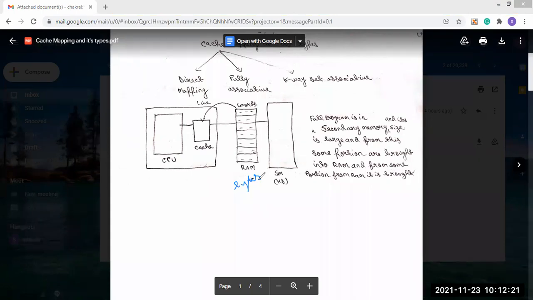In computer architecture nomenclature, we use the word "word" instead of "byte". So when we say that our RAM is 128 bytes, the RAM can store 128 bytes of data. Then 1 byte is equal to what? 1 word. So we can say the RAM is 128 words. This word is the same as byte, but in computer architecture we use word instead of byte. So let's now look at cache mapping.